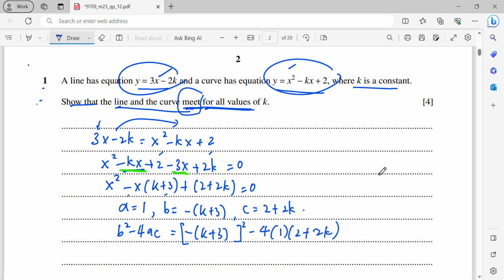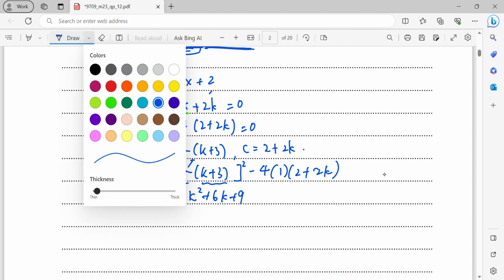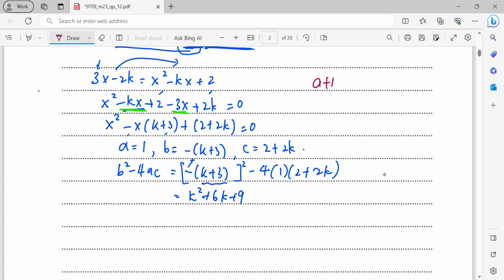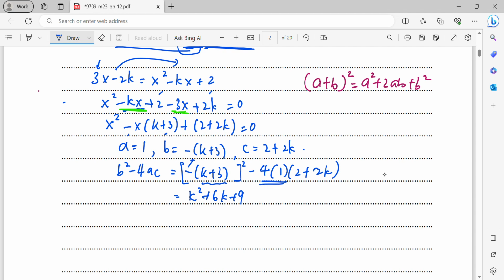Okay, so from here, when I square the negative of (k plus 3), the negative squared will be positive. Then I just need to square the k plus 3. That means I will do the expansion for k plus 3. Then you will be getting k squared plus 6k plus 9, because I'm going to use this formula, (a plus b) squared equals a squared plus 2ab plus b squared. After that, the minus 4 times 1 is minus 4. This will be multiplied to the bracket. Then I will get minus 8 minus 8k.